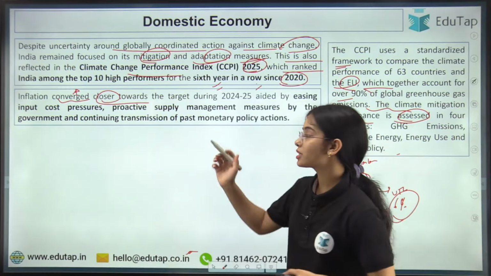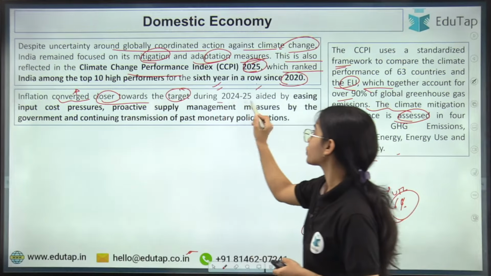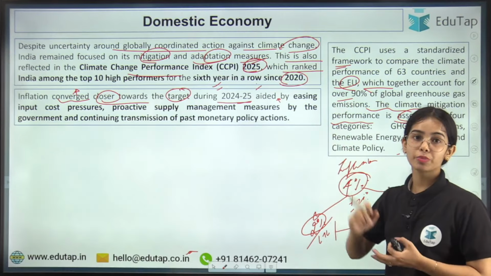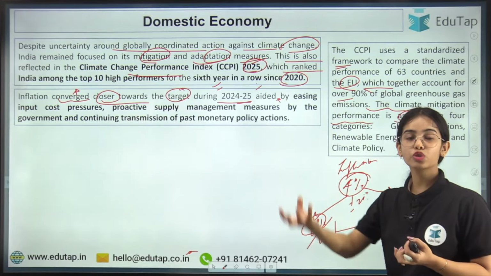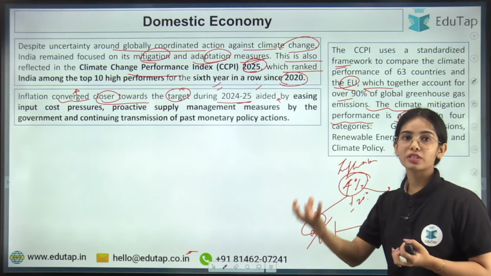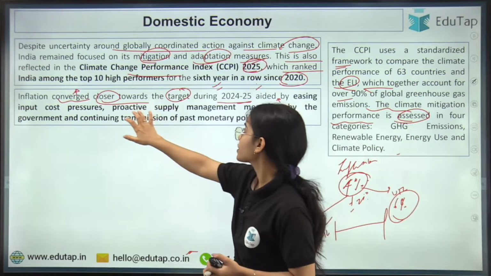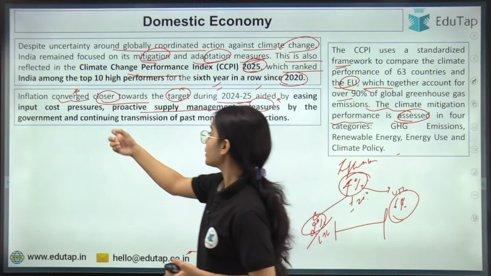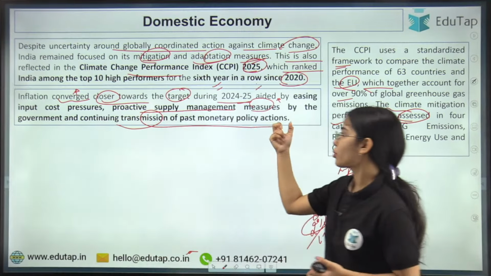Okay, so inflation has converged closer towards the target during 2024-25, helped by easing input cost pressure. So input costs have reduced, or the pressure in the input costs has reduced. Also helped by proactive supply management measures taken by the government, as well as continuing transmission of past monetary policy actions.